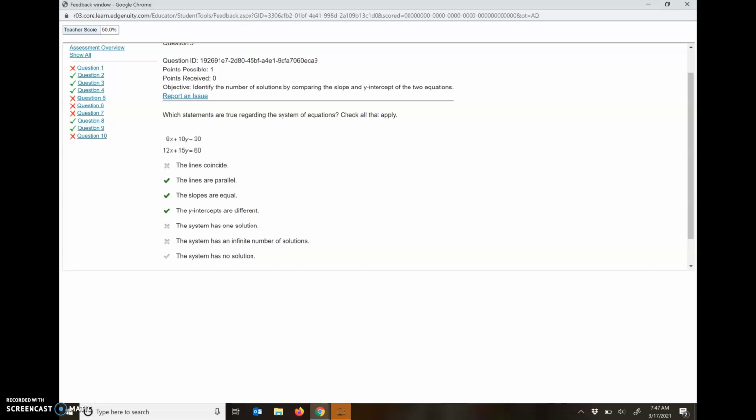I like to think of this as fractions. 8 over 12 and 10 over 15 are both going to be the same, but that's not the same as 30 over 60. So 8 over 12 you can reduce to 2 over 3, 10 over 15 you can reduce to 2 over 3, and 30 over 60 is 1/2. So if you ever get a problem where, when you simplify them, it's all the same, those are the many solutions. If you get one where the x's and y's simplify to be the same but the numbers don't, then it's going to be no solution.